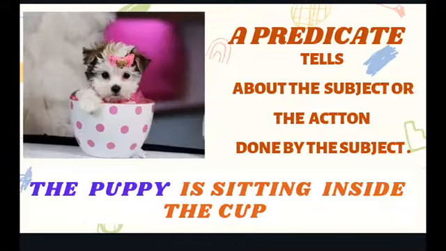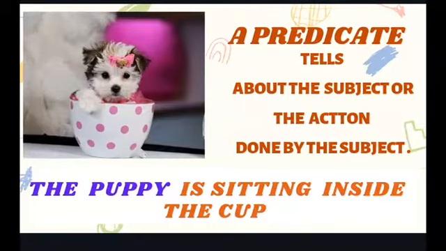Now look at this example here. Read it. The puppy is sitting inside the cup. Whom are we talking about in the sentence? We are talking about the puppy. So the puppy is the subject in the sentence. Then what is the predicate? What is the action done by the puppy? The action done by the puppy is sitting inside the cup. So, is sitting inside the cup becomes the predicate.